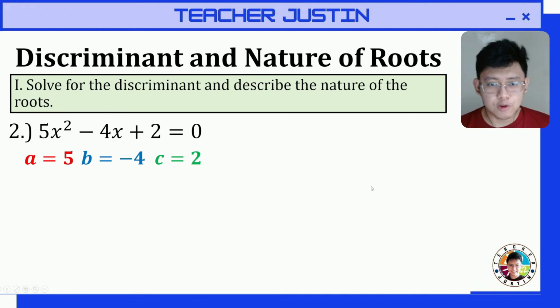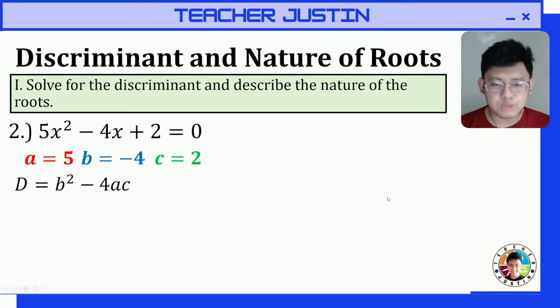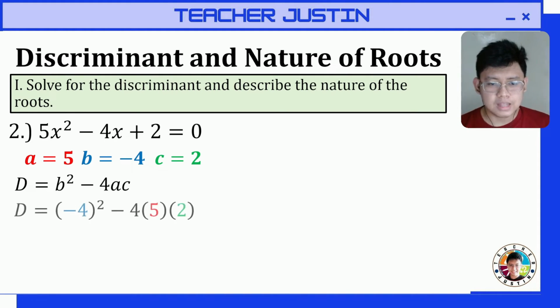Now, let's use the formula in getting the discriminant. We have B squared minus 4AC. Substitute natin yung ating values ni A, B, and C. That will give us the square of negative 4 minus 4 times 5 times 2. Let's apply the order of operation. We will have d is equal to square of negative 4, that will be 16.